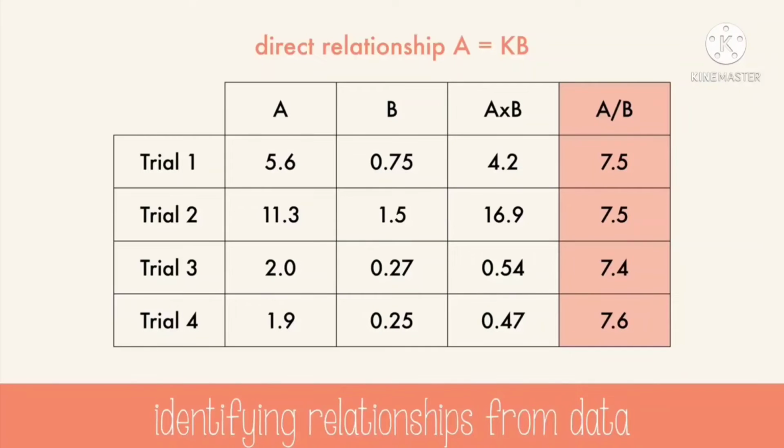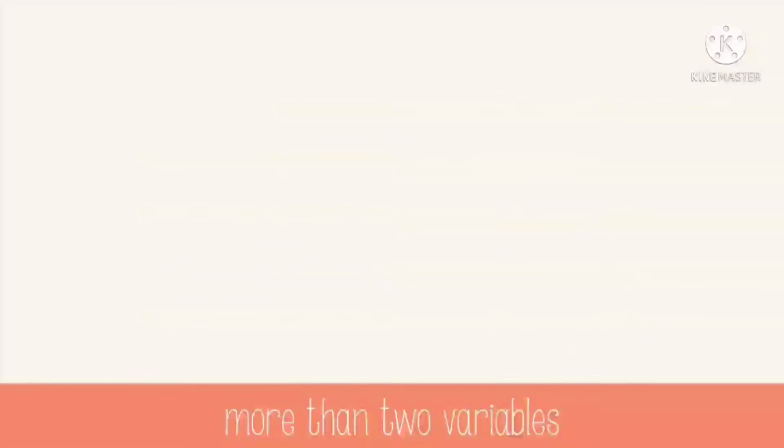Remember, this is an algebraic equation, so the equation A equals k times B can be rearranged to A divided by B equals k, and that's exactly what we have here. Now, the numbers might vary slightly, but there is a very clear pattern in the data. If there's a situation where there are more than two variables, you can still figure out the mathematical equation.